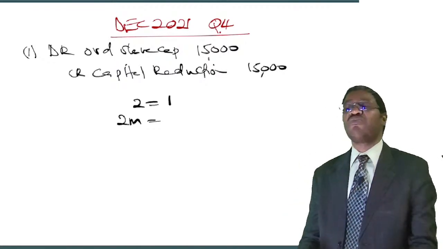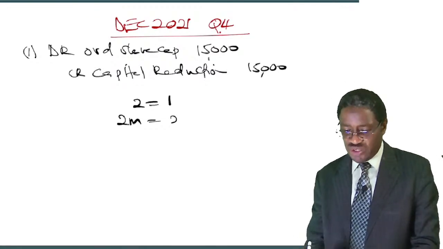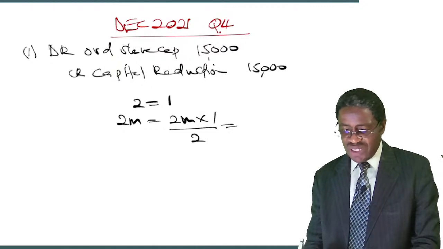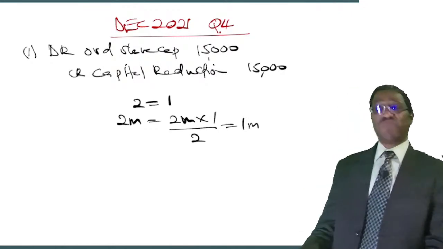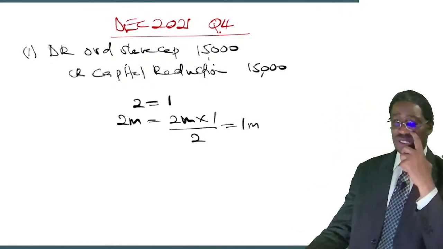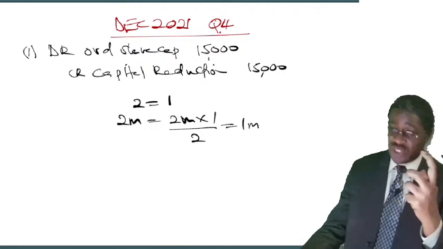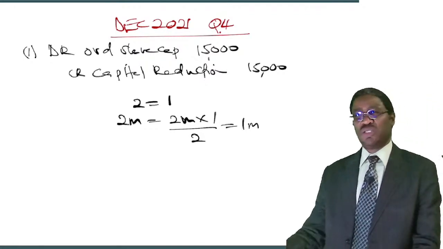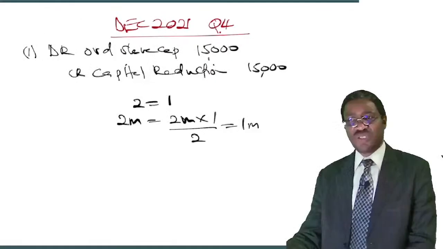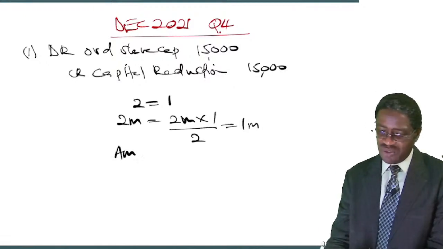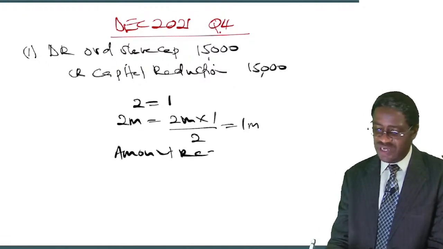What about their 2 million shares? It will be 2M times 1, divided by 2, and that comes to 1 million. So they are being asked to buy another 1 million shares. At how much? They said at a price of 4 shillings. Good. So write there below: amount received.